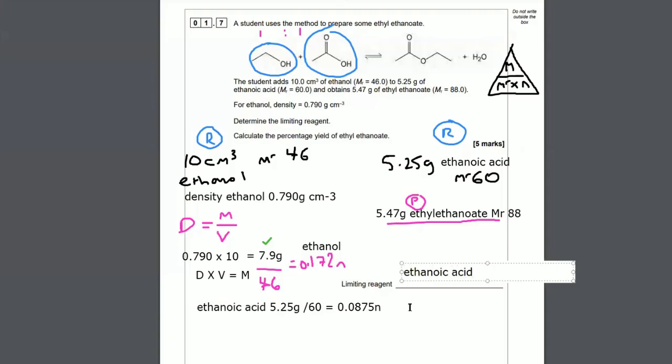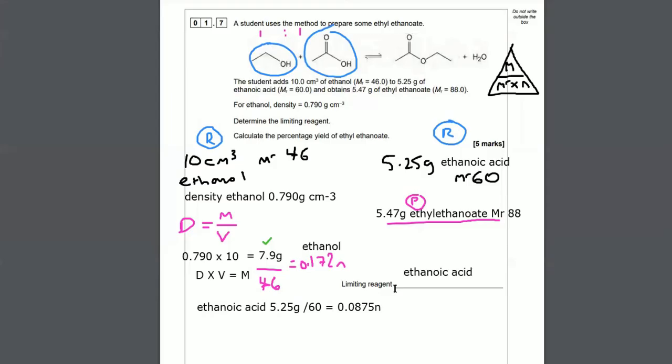I'm going to be left with some moles of ethanol left over. Now, if I wanted to find out how many moles of ethanol I've got left over, I could do 0.172 minus 0.0875. But we don't need to find out how much ethanol is in excess. That's not part of the question.